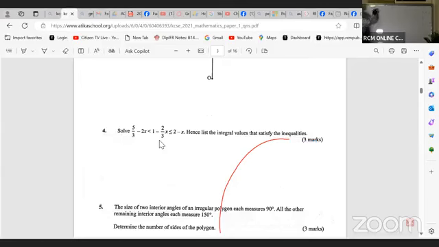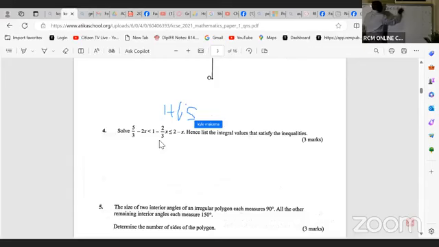5 over 3 minus 2x is less than 1 minus 2 over 3x, less or equal to 2 minus x.